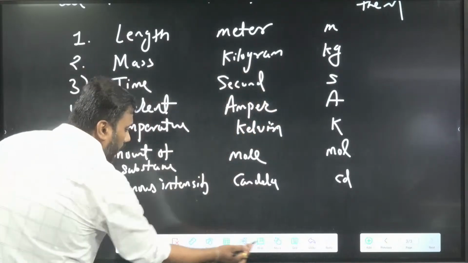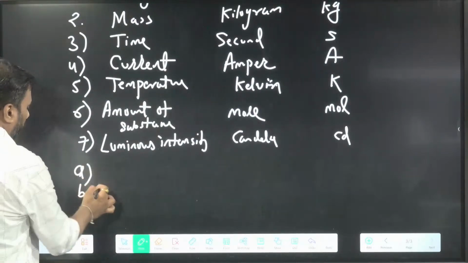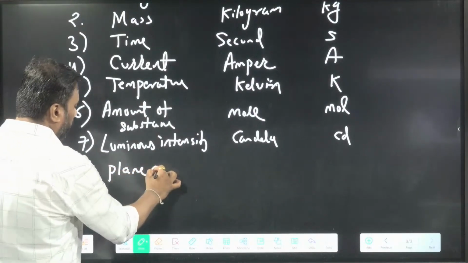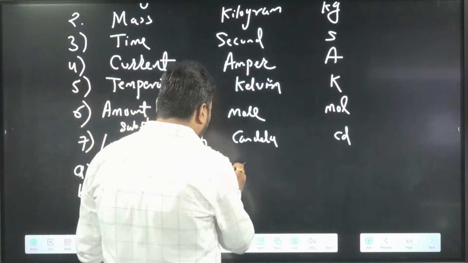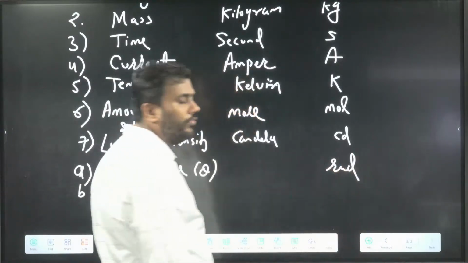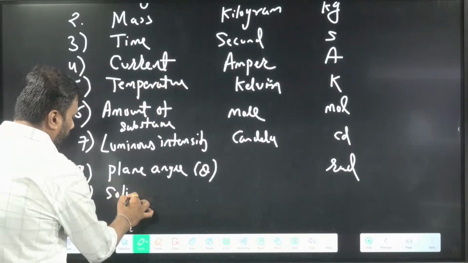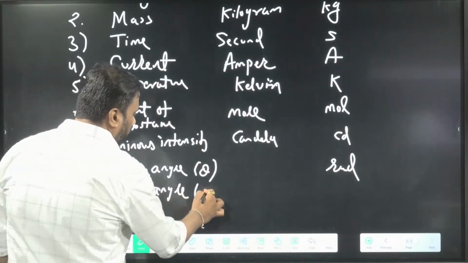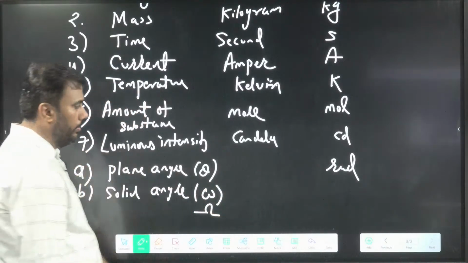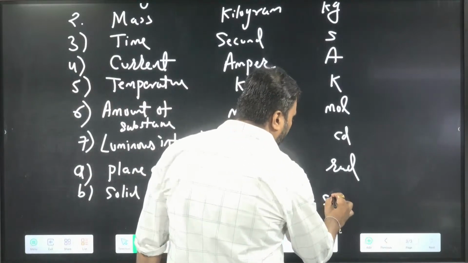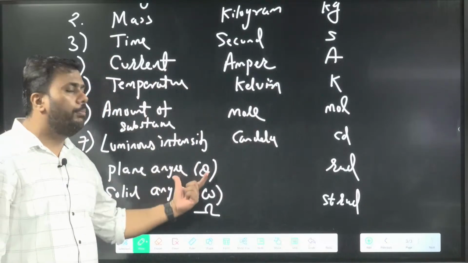Besides these 7, there are 2 supplementary units also. One is for plane angle, which is denoted by theta, and it is measured in radian. The second supplementary unit is solid angle. It is denoted by the letter omega, small or capital. This is capital omega, this is small omega. And the unit is steradian, sr. These are supplementary units.